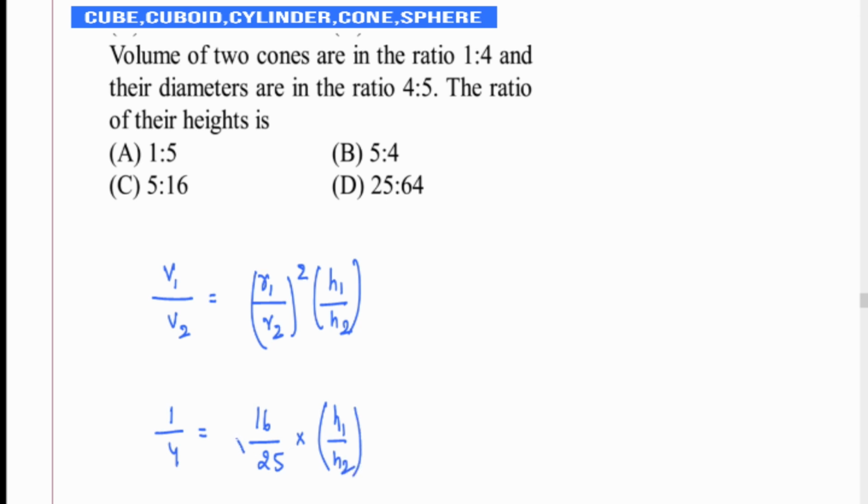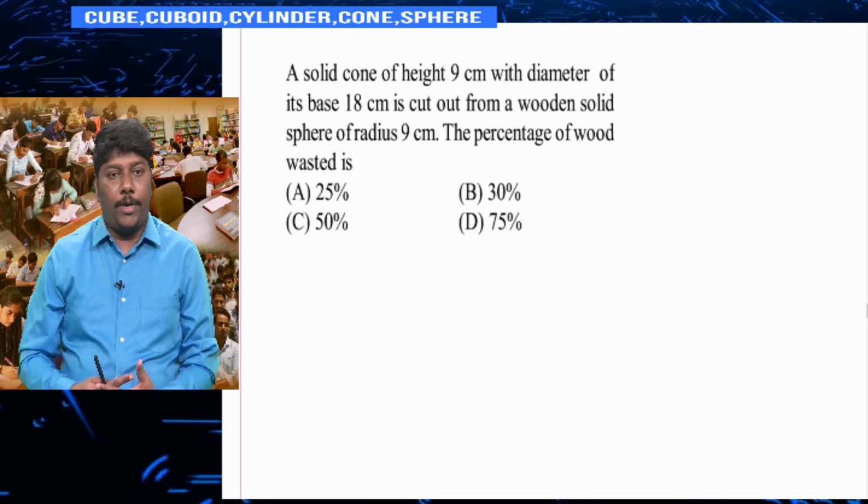H1 by H2 is equal to 25 goes that side, 16 comes in the denominator. H1 by H2 is equal to 25 in the numerator, 16 fours are 64 in the denominator. The required ratio of their heights is 25:64. Look at the next one.